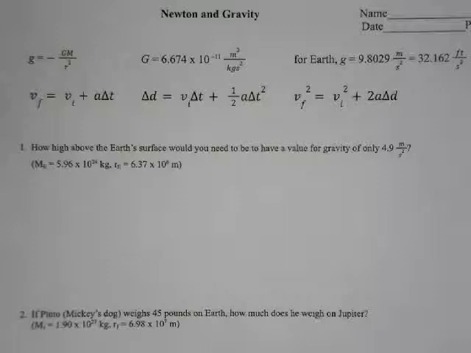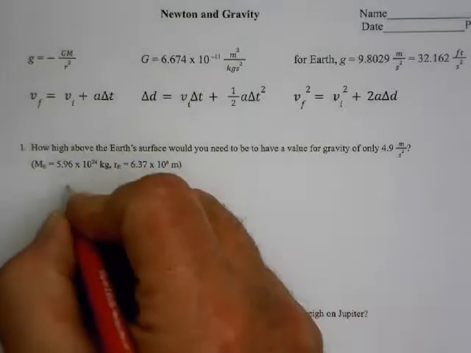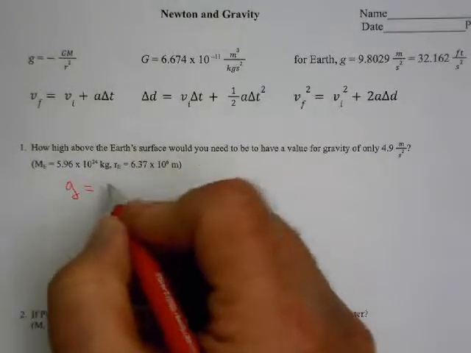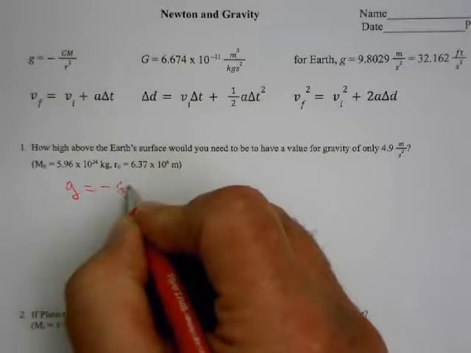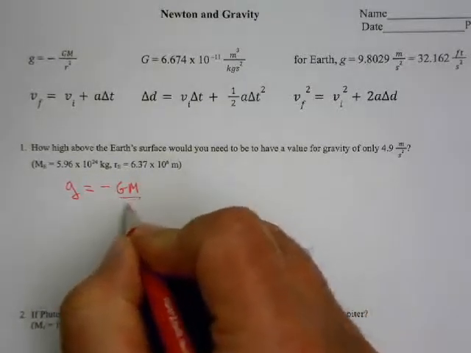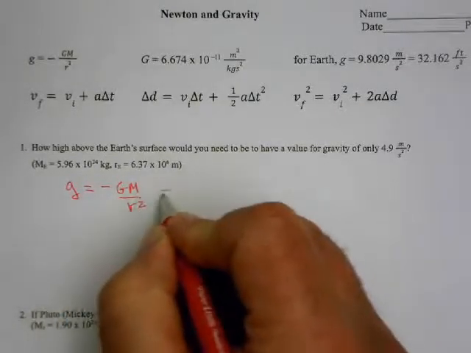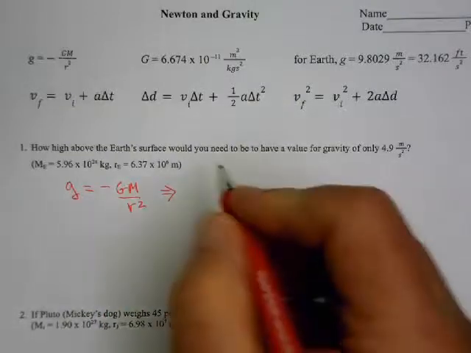So in this first example, how high above the Earth's surface would you need to be to have a value for gravity of only 4.9 meters per second squared? In other words, about half of what it would be on the ground. So if we start off, again, this is our equation. And then we're going to rearrange.